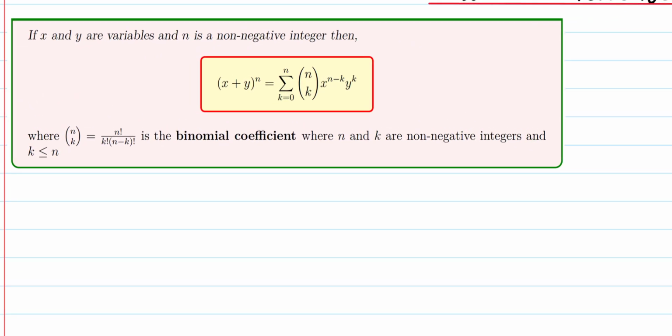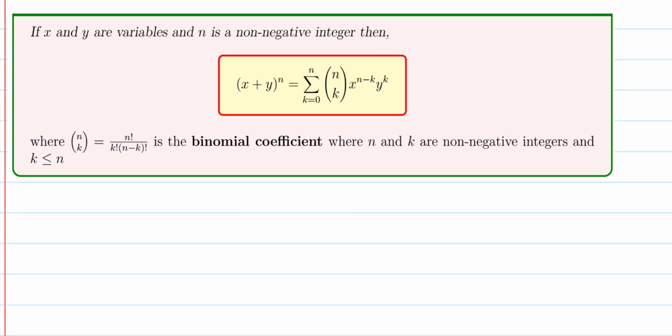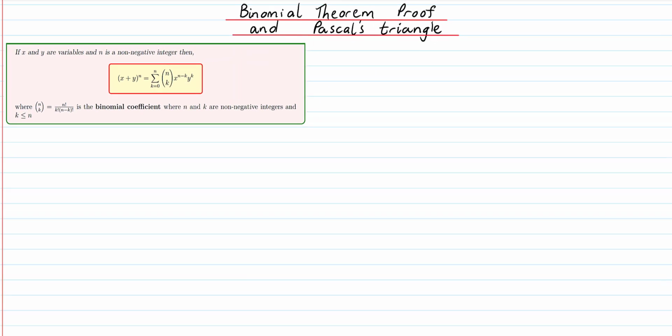So I've got the binomial theorem written out in this box here, and it states that if x and y are variables and n is a non-negative integer, then (x + y)^n is equal to the sum from k equals 0 to k equals n of n choose k times x^(n−k) times y^k.